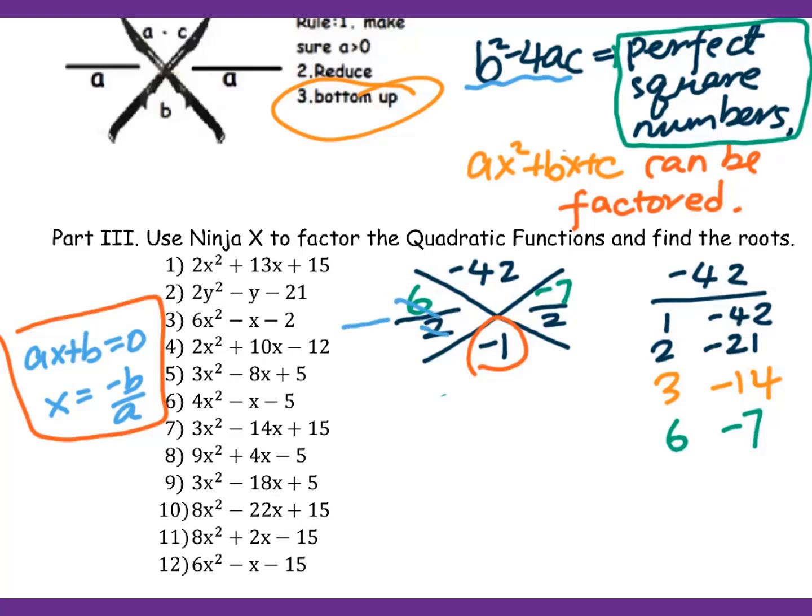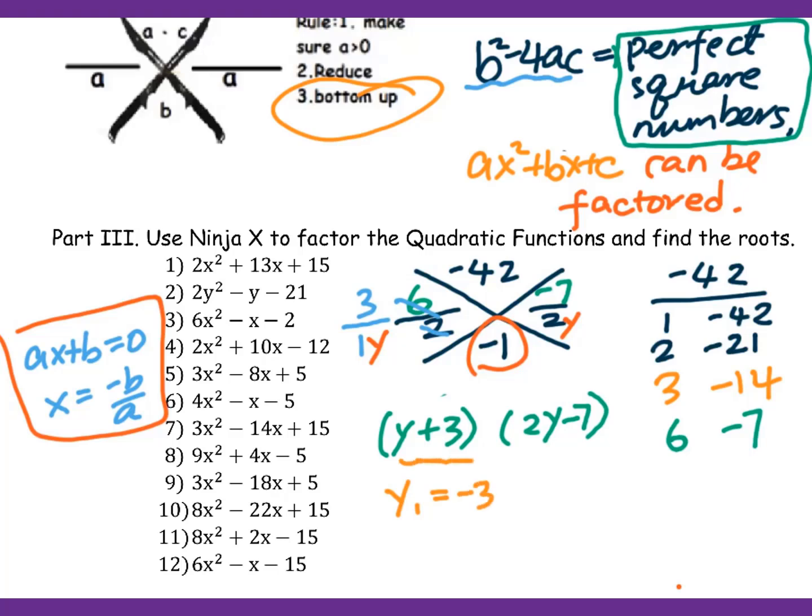Reduce. 3, 1. Put the variable, here's y, this is y. So I will write down the factor like this: y plus 3 times 2y minus 7. Get the roots. You make this one equal 0, y1 equals negative 3. Make this equal to 0, y2 equals 7 over 2. Try to remember this formula.